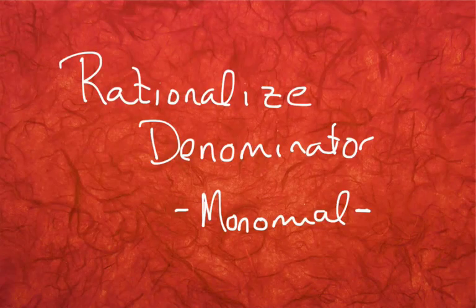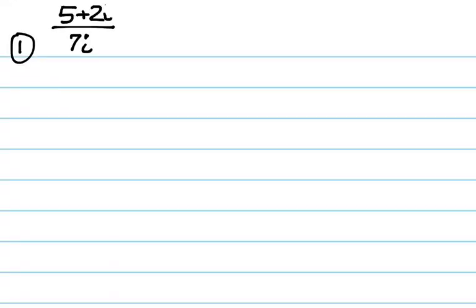So, rationalizing a denominator with a monomial. That means we're going to have a single term in the denominator. And since we're dealing with imaginary numbers being in the denominator, we need to make sure that there's not an imaginary part there. So we can't have this i down here. Monomial just means there's a single term, no addition or subtraction in the denominator.